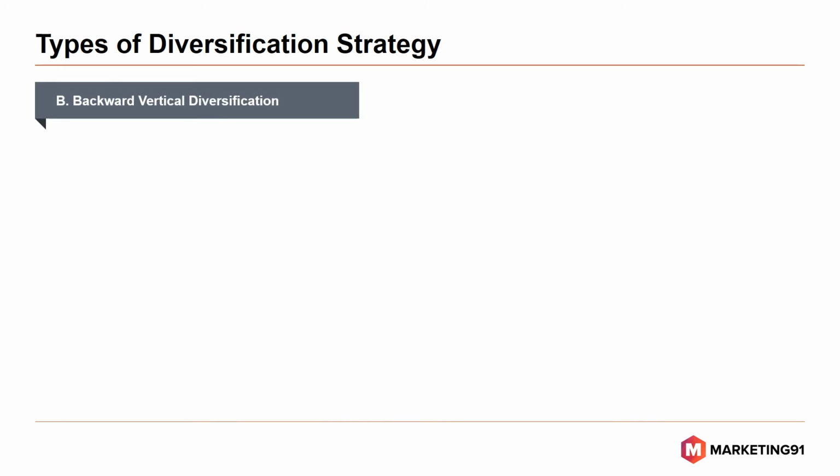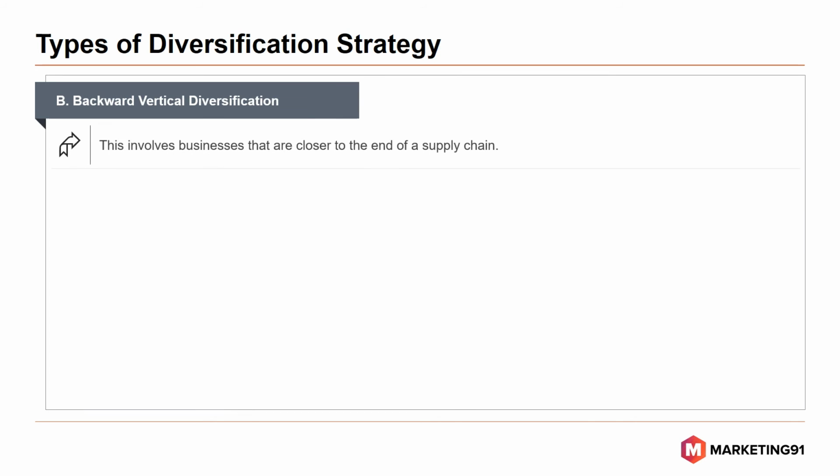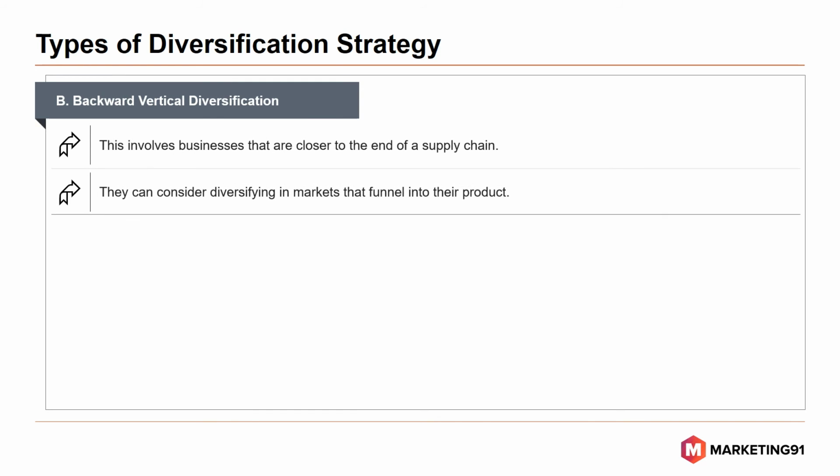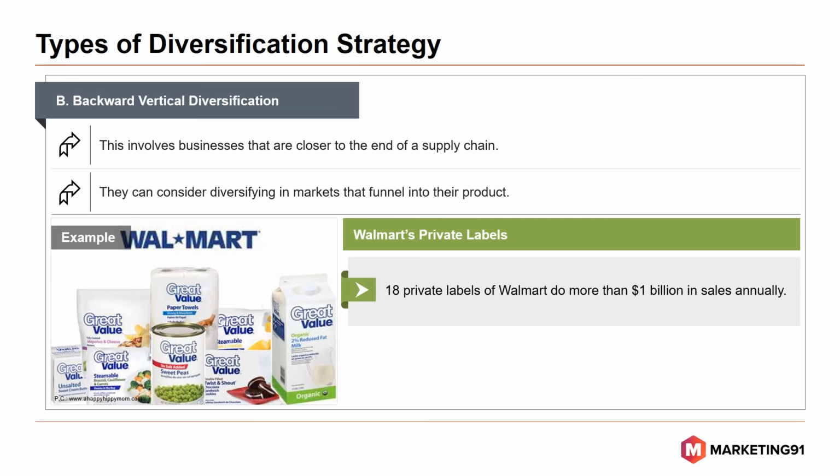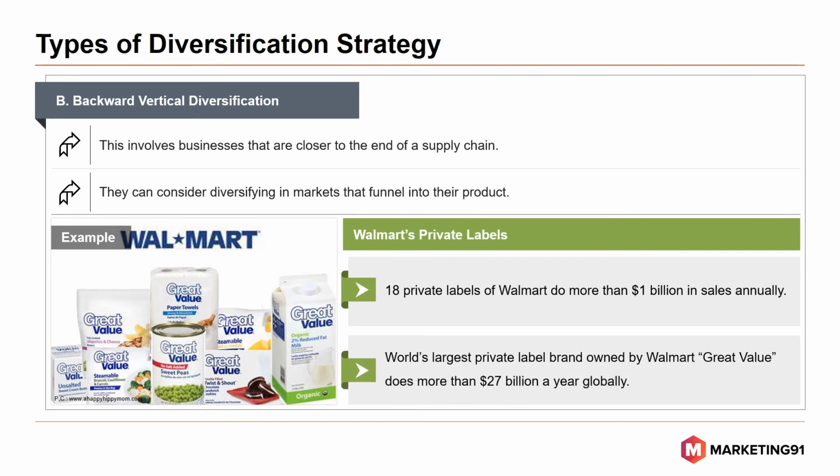Next, backward vertical diversification. This involves businesses that are closer to the end of a supply chain. They can consider diversifying in main markets that funnel into their product. Example, Walmart's private labels. 18 private labels of Walmart do more than $1 billion in sales annually. The world's largest private label brand owned by Walmart, that is Great Value, does more than $27 billion a year globally.